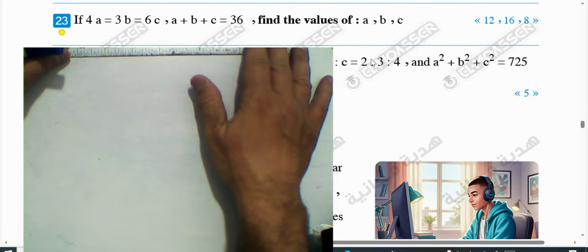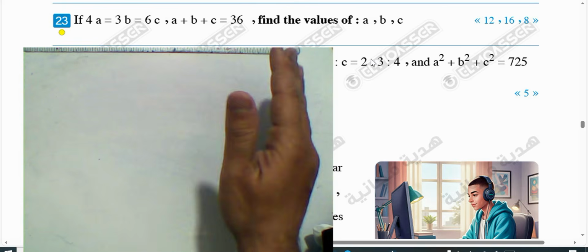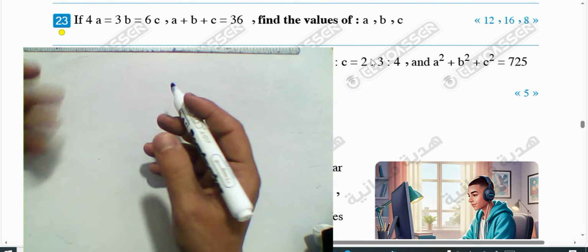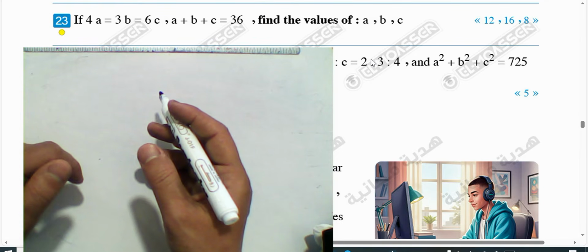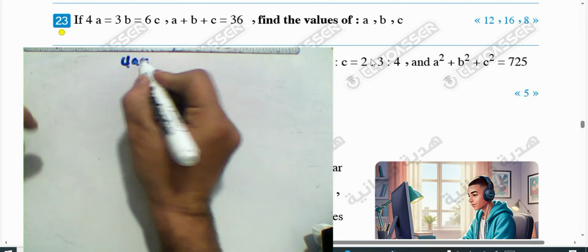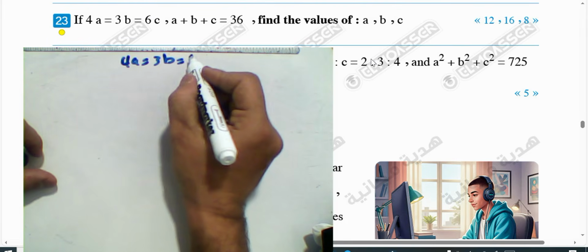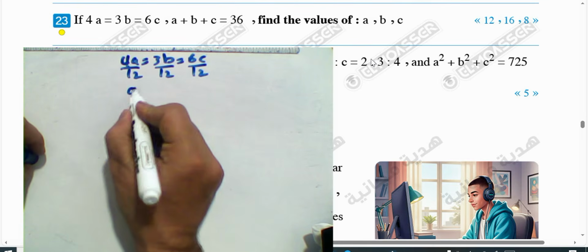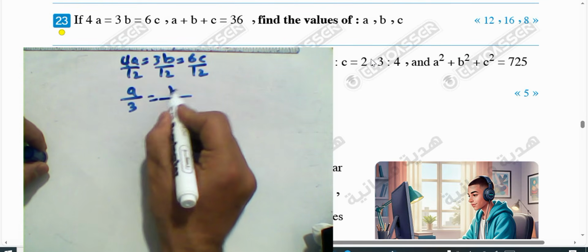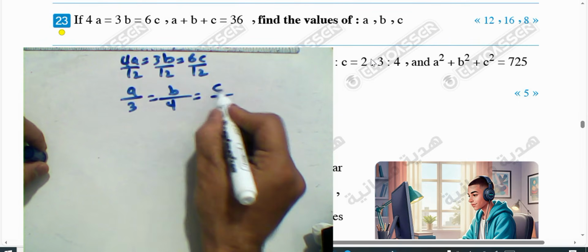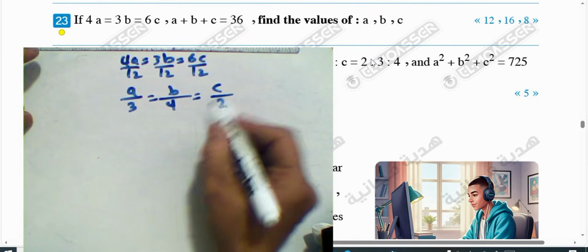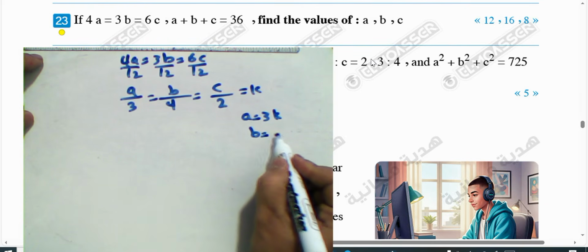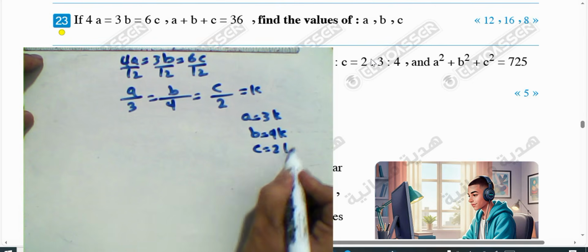If 4a equals 3b equals 6c, and a plus b plus c equals 36, find the value of b. To solve this example like the previous question, divide by the least common multiple of 4, 3 and 6, which is 12. We have 4a equals 3b equals 6c, divided by 12. 12 divided by 4 equals 3. 12 divided by 3 equals 4. 12 divided by 6 equals 2. With k, then the value of a equals 3k, b equals 4k, and c equals 2k.